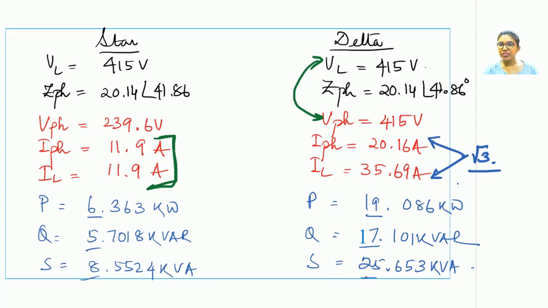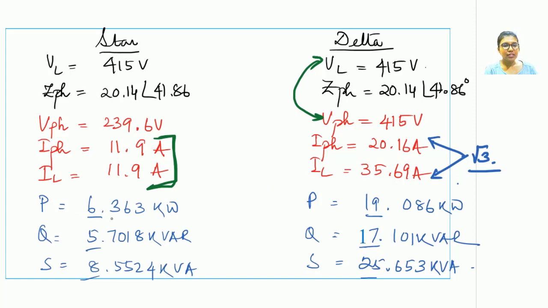So one thing is clear to us now. Even though the expressions of powers are same for a star and a delta connection in a three-phase system, the values obtained would be different for a star and a delta connection. So this point has already been proved. Now over here, there is a striking similarity between the power obtained for star and the power values obtained for delta. Let us have a look.